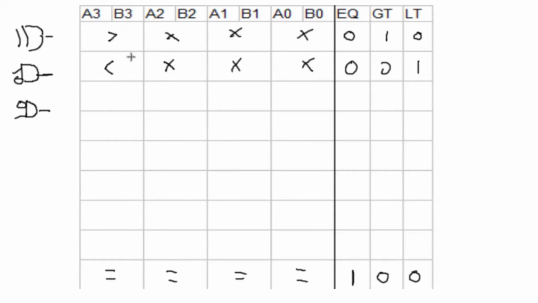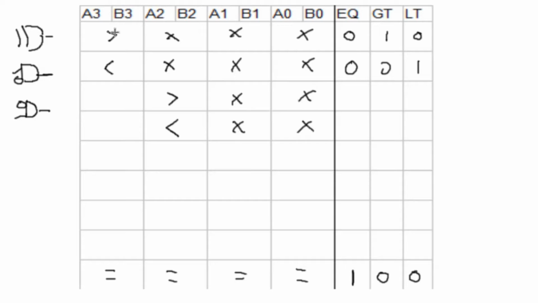So what if neither of these conditions are true? Well, if that's the case, we would move on to the next set of bits. We would check to see if A2 is greater than B2 or less than B2. But we don't want to be testing this arbitrarily. If we find that A2 is greater than or less than B2, we don't care what A1 and B1 and A0 and B0 say. So we can say we don't care about those.